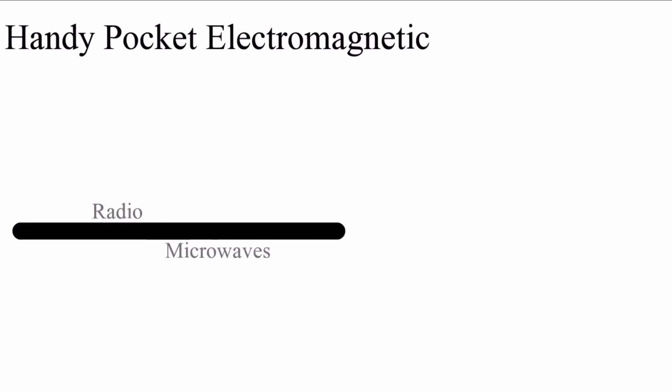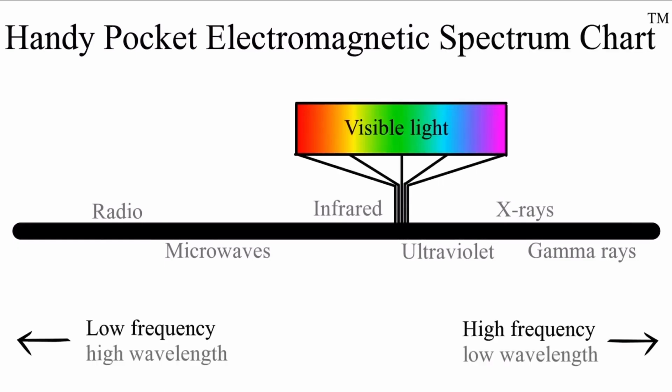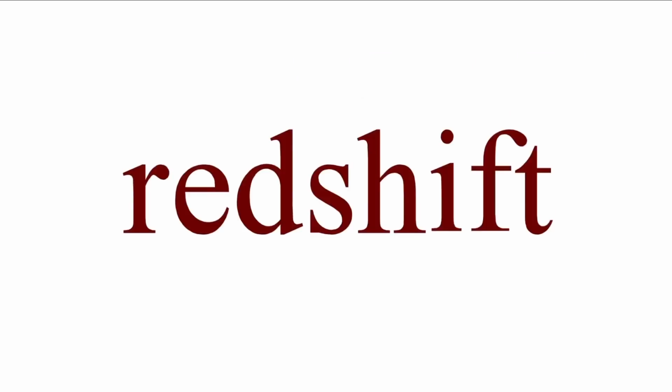Well, if we look at our handy pocket electromagnetic spectrum chart, we'll see that a small change in frequency for visible light will change its color. Higher frequency light waves means bluer light, and lower frequency light waves means redder light. This is called redshift, and it may possibly be among the weirdest and coolest things of all time. Stars, or anything that you can see, change color depending on their relative motion to you.